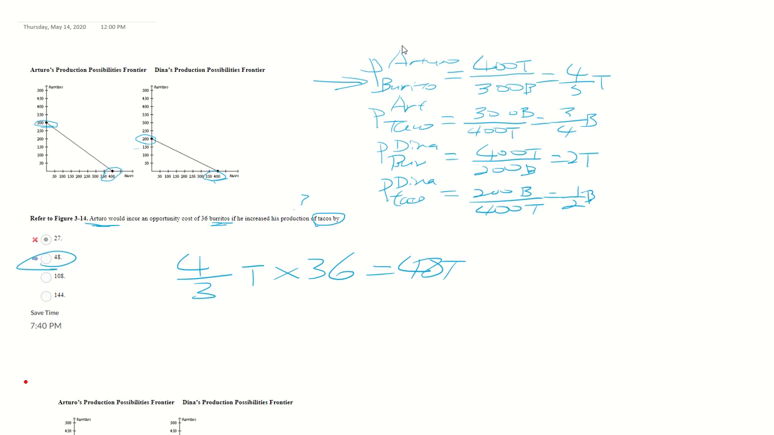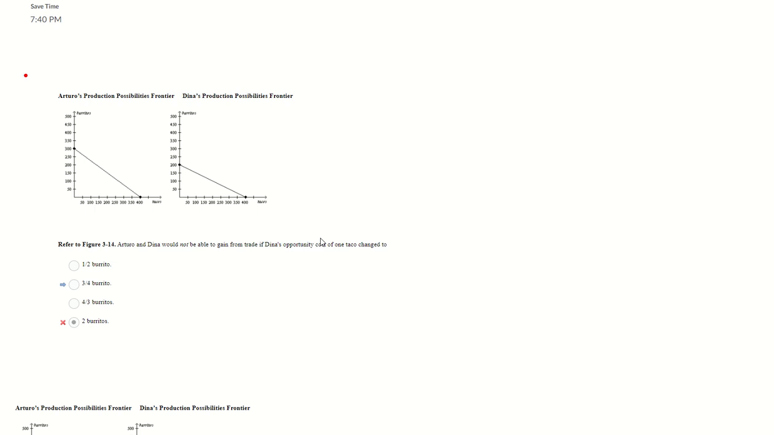Okay, so this is the first question. Let's look at the next question. It's still the same setup, but it's asking for a different thing. It says Arturo and Dina would not be able to gain from trade if Dina's opportunity cost for one taco is changed to what? So the key idea here is when these two parties cannot benefit from trade.